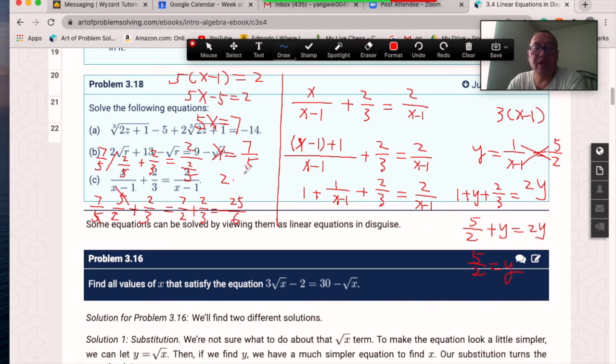2 times 5 over 2. So this one got a 5. So that means somewhere we made a mistake. This check is so important.